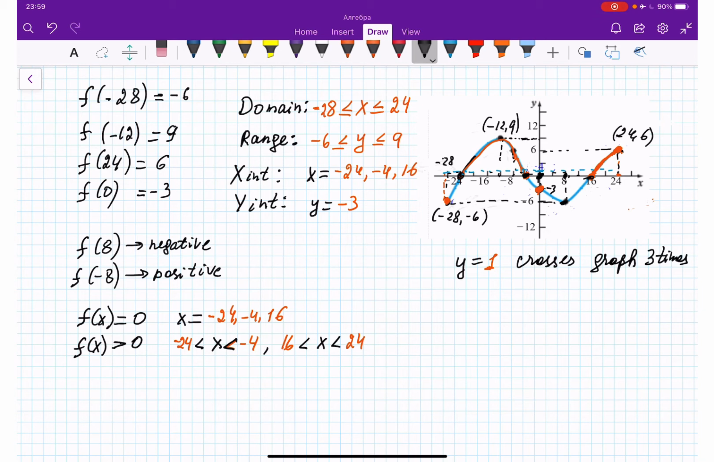Okay. Now, how about x equal to 2? How many times does it cross the graph? If this is 3, here is 2, right? How many times does it cross? Once, right? Right here. So it crosses the graph once. Okay.